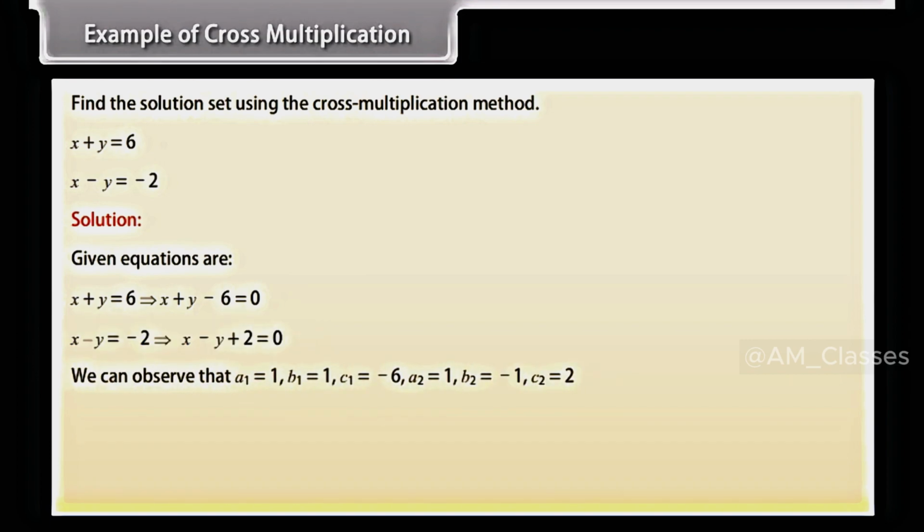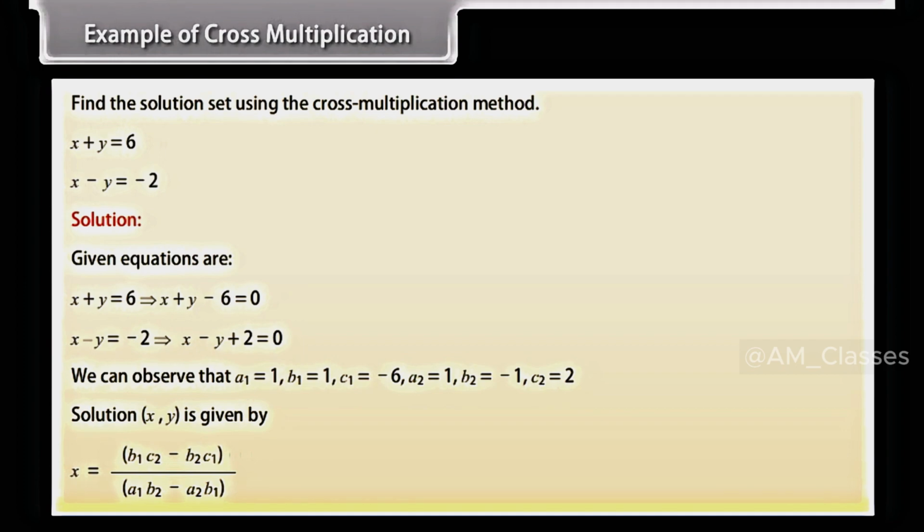We can observe that a1 is equal to 1, b1 is equal to 1, c1 is equal to minus 6, a2 is equal to 1, b2 is equal to minus 1, c2 is equal to 2. Solution: x is given by x is equal to b1 c2 minus b2 c1 upon a1 b2 minus a2 b1.